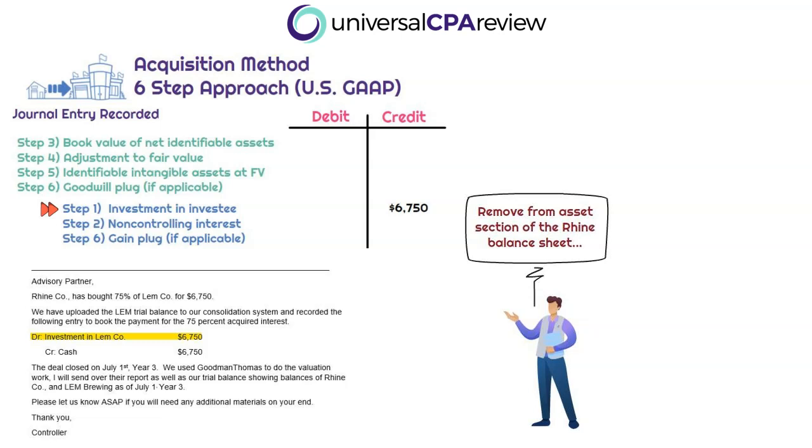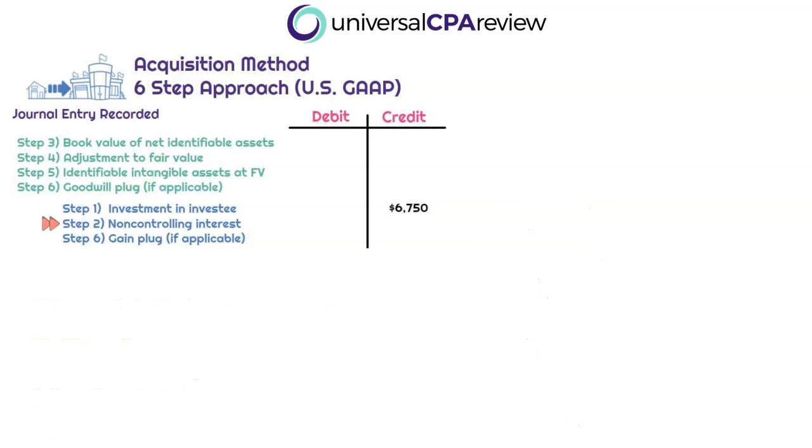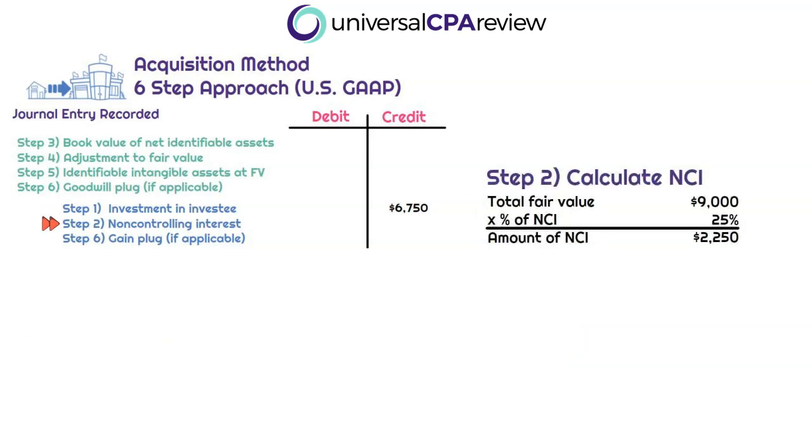So that's the $6,750. Now in step 2, this is where we would record any non-controlling interest. And since they only purchased 75%, that means 25% is still outstanding, and that's owned by other parties. There's a couple of ways we could go about this, but probably the easiest way is just to take the full valuation of $9,000, multiply by 25%, and that tells us the non-controlling interest is $2,250. So that's what we would credit here.